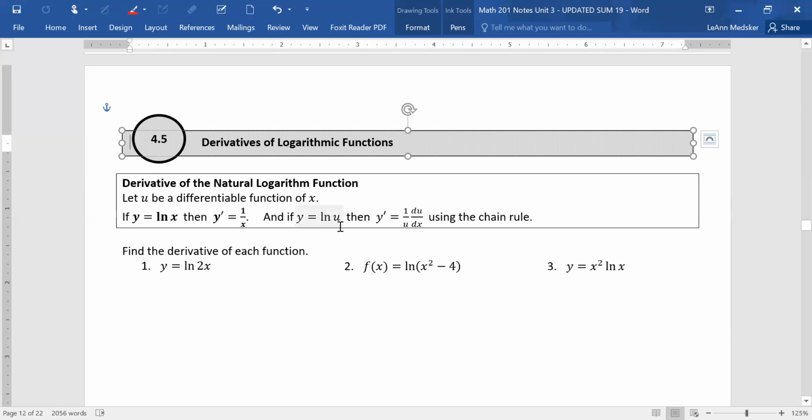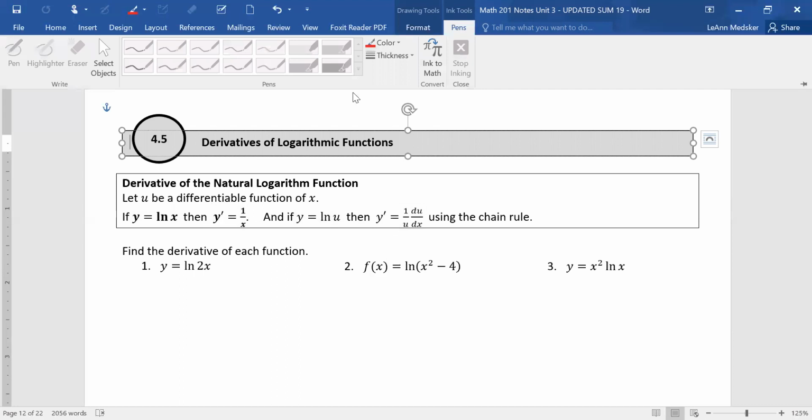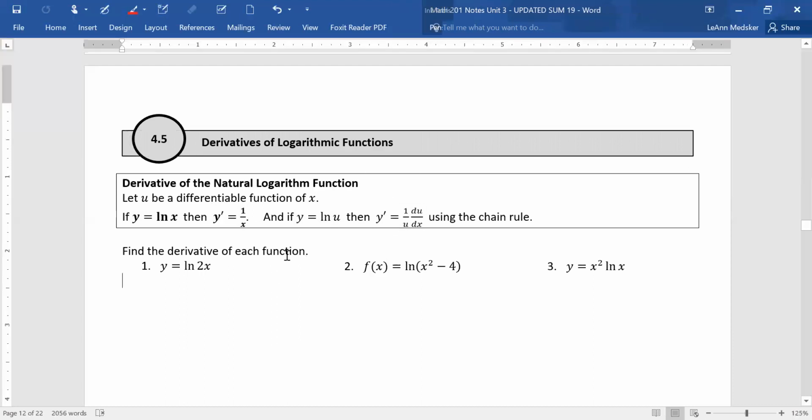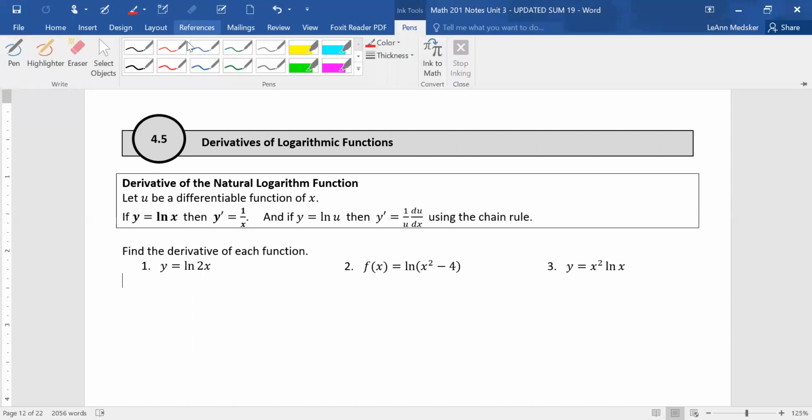If you have a natural log of other functions, which is a composition, it's 1 over that function times the chain rule. So it's the same thing we've been doing before. So I jump right in and give you a chain rule right away because honestly, those are the ones that are more interesting. So let's look at this first one.